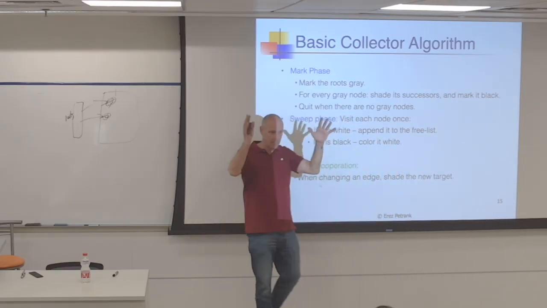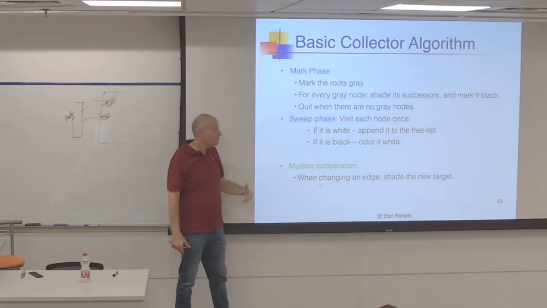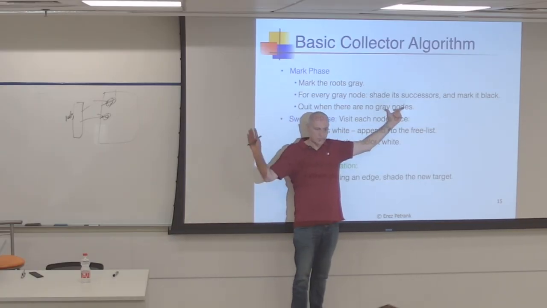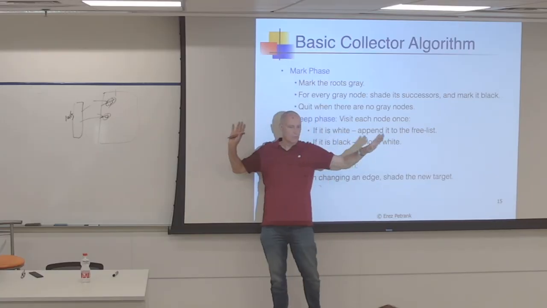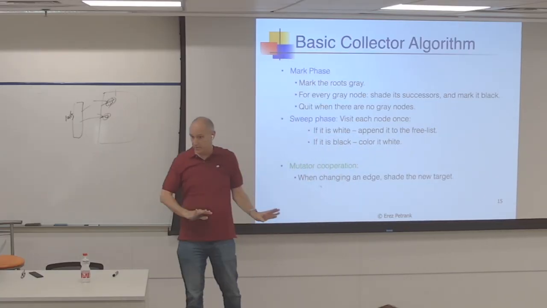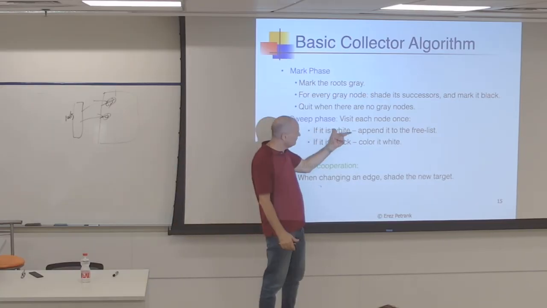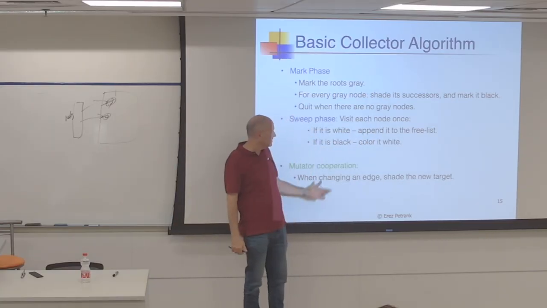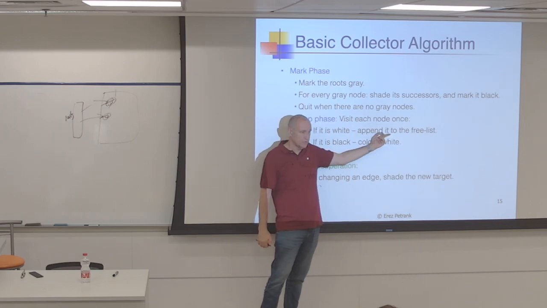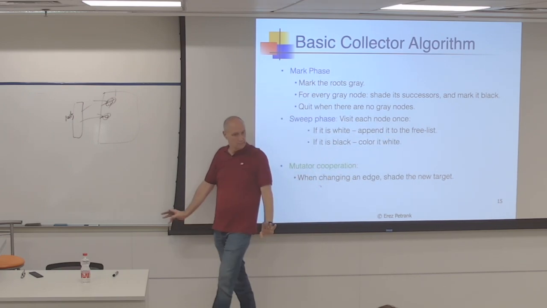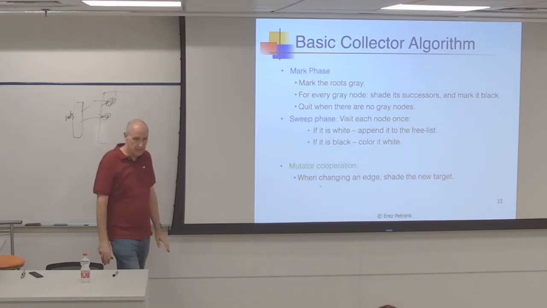This is how I advance this trace. And when there are no more gray nodes, this is the end of the trace. Now there are only black and white, and I hope that all the reachable nodes are black. Then the sweep phase: I go over each node once. If it's white, I append it to the free list. If it's black, I color it white. This is the sweep. Okay?